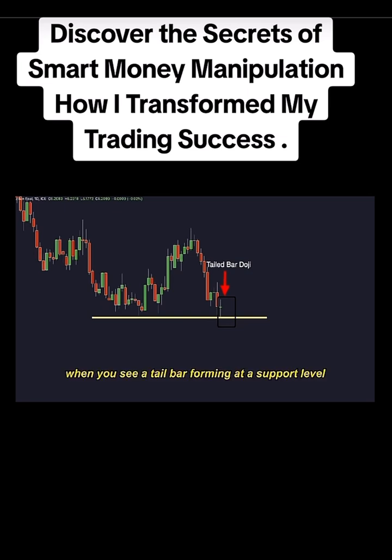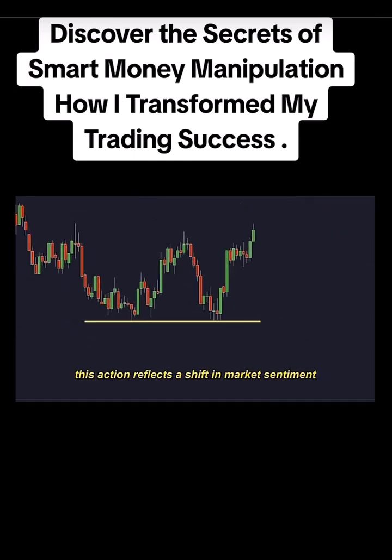When you see a tailed bar forming at a support level, it shows that there was an attempt by sellers to push the price lower, but buyers came in strongly, leaving a long tail below the body of the candle. This action reflects a shift in market sentiment from bearish to bullish. The presence of a tailed bar at a support level, especially after a series of small candlesticks, indicates that buyers are now ready to push the price upwards.